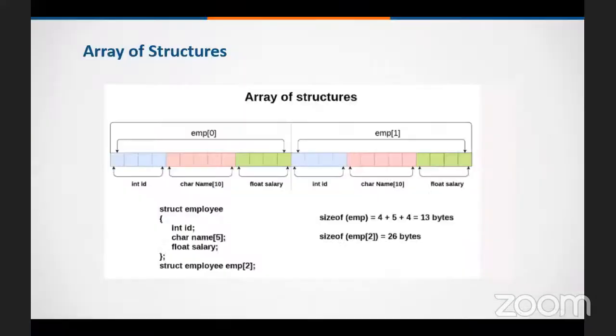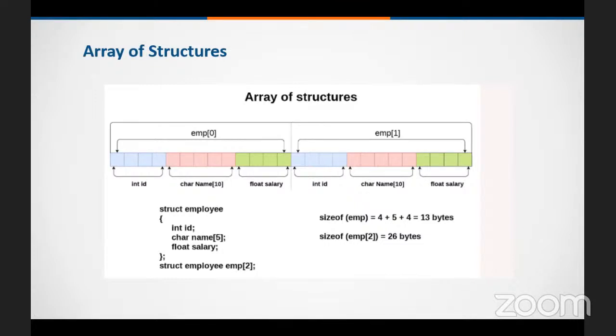In case of array of structures, how is it going to be created? See, employee of 0, this entire structure. If you observe in this diagram, struct employee, int id, char name of 5, float salary. Struct employee emp of 2, you can create an array, emp of 2 or emp of 10. How is the memory created? This entire structure, int, char name, sal, is one element, emp of 0. The next entire structure is emp of 1. So this is an array of structure, right?